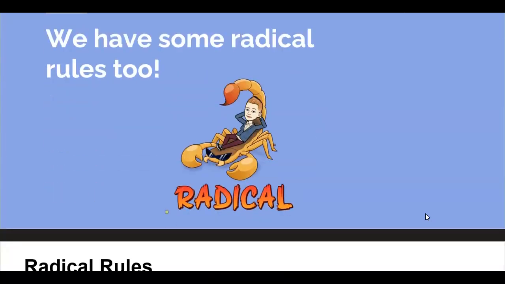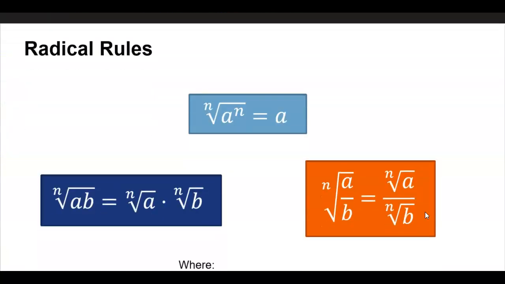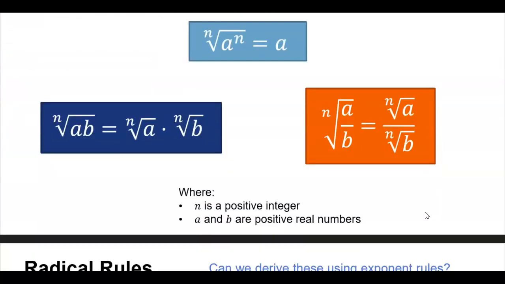So we have some radical rules too. We've talked about a bunch of exponent rules. Here's some radical rules. We've been using these already in the assignments, so these should look pretty familiar. If we raise to an exponent and then we root it, those will cancel. So you can cancel those and it just becomes a. You can also distribute a radical over multiplication. So n root of ab is the same thing as n root a times n root b. And you can distribute a radical over division. n root of a over b is the same thing as n root a over n root b.